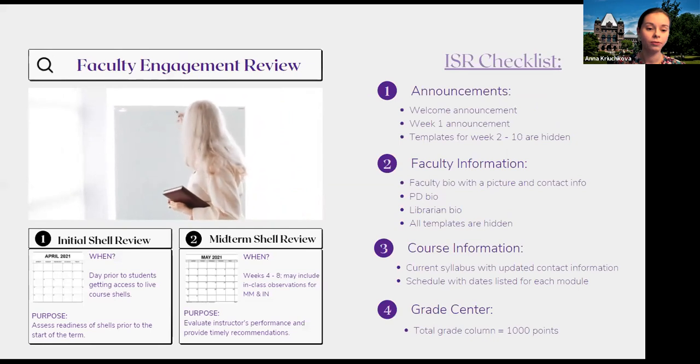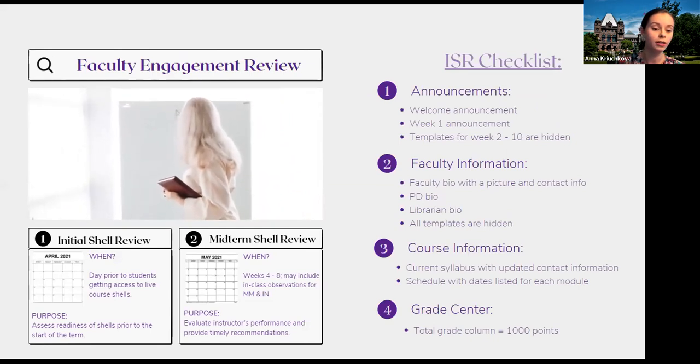So the portions of shell review, so faculty engagement evaluations that admins are partaking in, are initial shell review and a midterm shell review. Initial shell review is happening a day prior to students getting access to live course shells. And of course, that's something that can be changed on a school basis, because we had this type of conversation with other admins. One of the reasons that School of Business and Management, School of Technology and Computing are conducting it one day prior is because there's a different time frame for when instructors are getting assigned. And so we are making sure that everyone gets equal time to update the course shell.